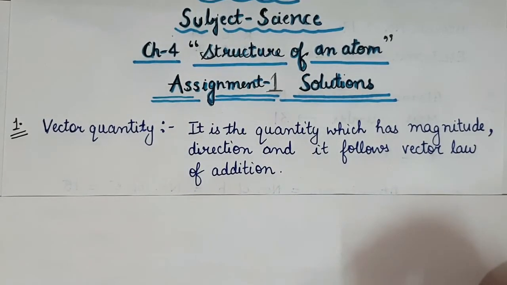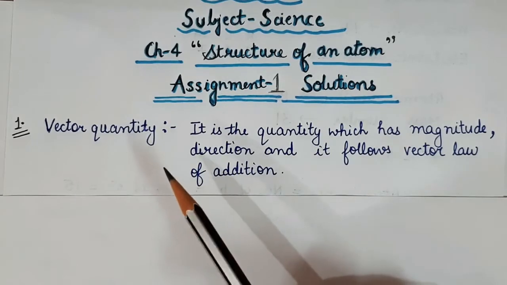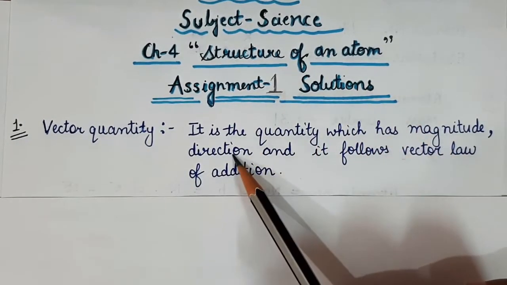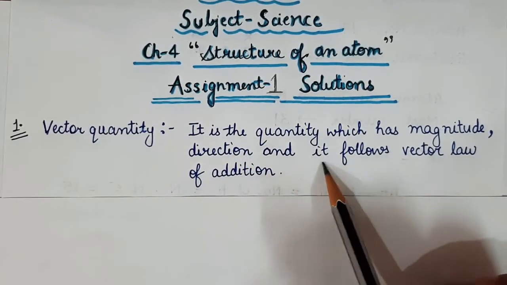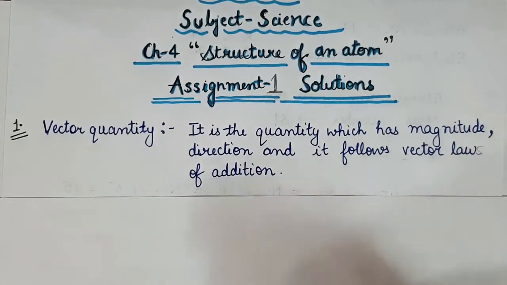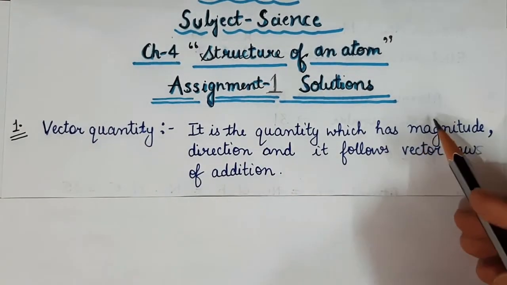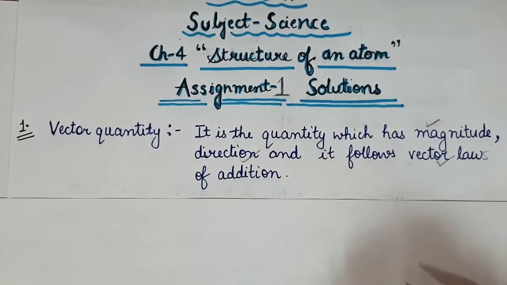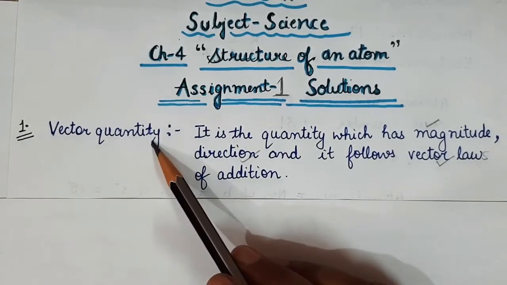This question I discussed when I was taking chapter number 8, that is motion. There I discussed scalar quantity and vector quantity. So what is a vector quantity? The quantity which has magnitude, direction, and it also follows vector laws of addition. When three conditions are fulfilled, magnitude, direction and vector laws of addition, so it is a vector quantity.